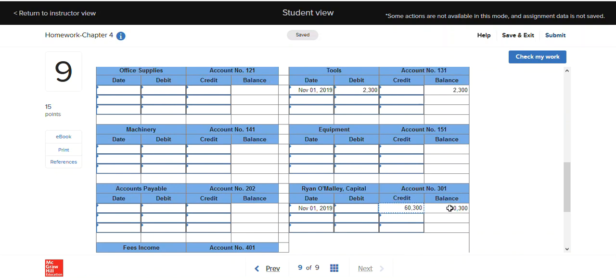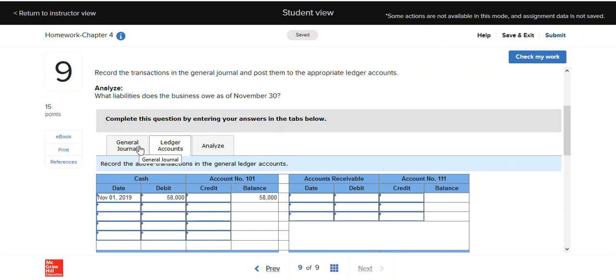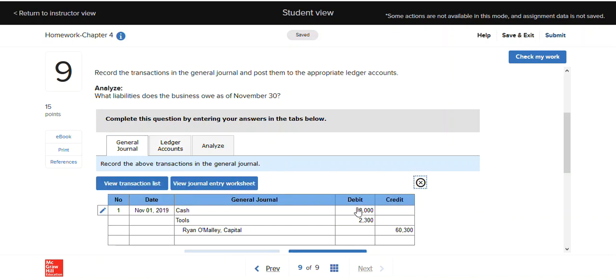So that's all you're going to do. You're just going to do each of those general journal entries. Then I would check my work and make sure you've got them right before you move on, and then just work your way down and move them line by line over into the ledger.